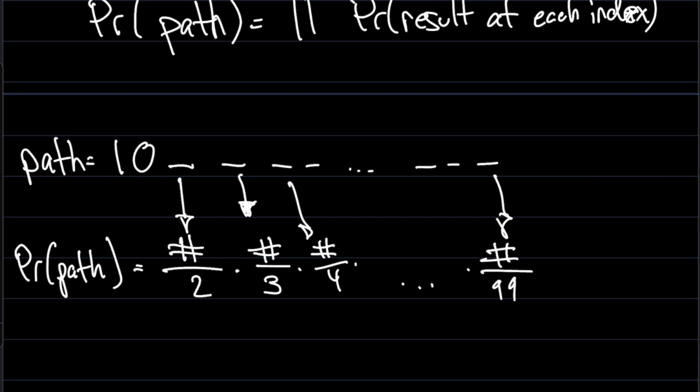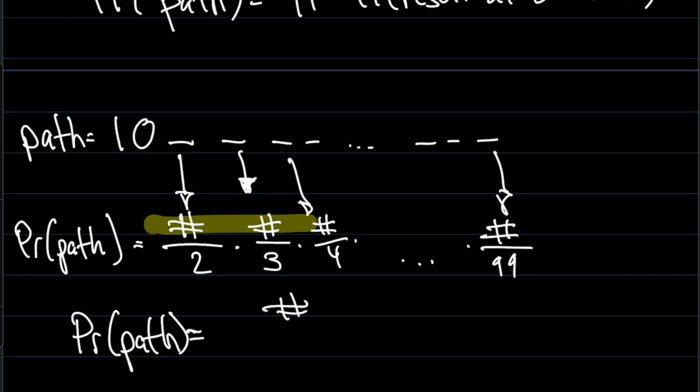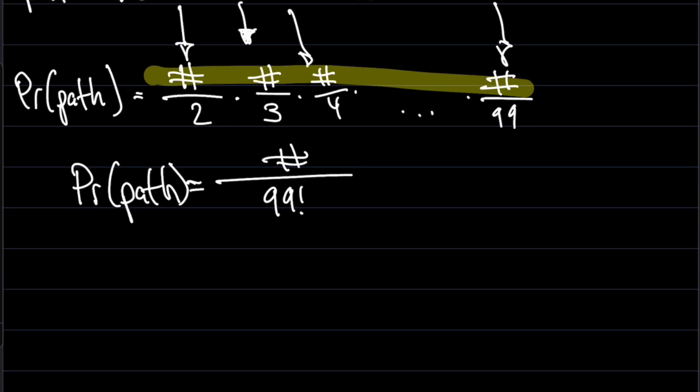So before we even have done any real thinking, we already know that the probability of our path is going to be equal to some number, which will be the product of all of these numerators, divided by the product of all these denominators. Well, this actually ends up being just 99 factorial, right? Because it's 99 times 98 all the way down to 2, and we can just add that 1 in because we're multiplying by 1. And now the real question is, how do we figure out that numerator?